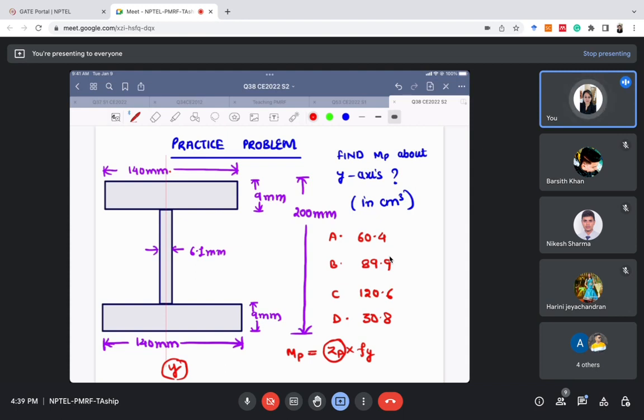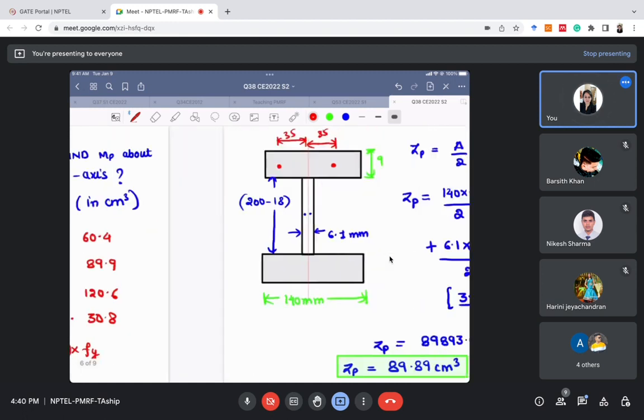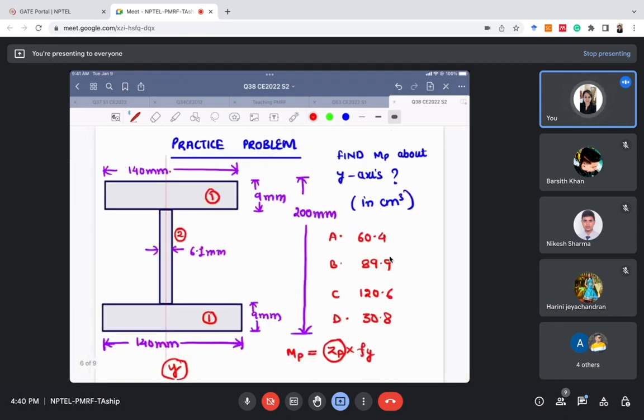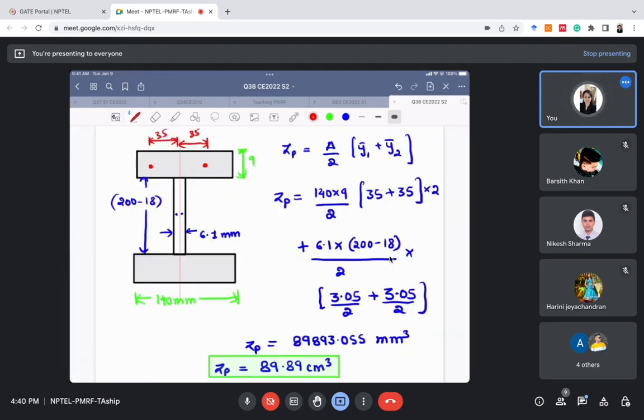As a hint, there are two types of sections you can say. The first section is these rectangles, and the second section is this web. So let's say this is the second section. So the value of Zp we need to calculate as A by 2 into y1 bar plus y2 bar. This is also a GATE question, I guess.